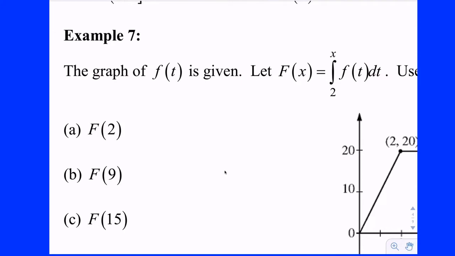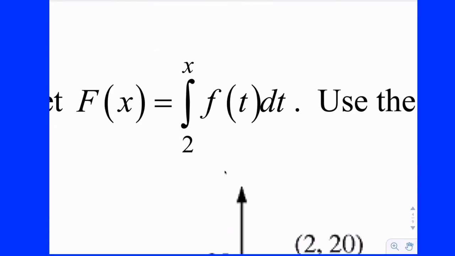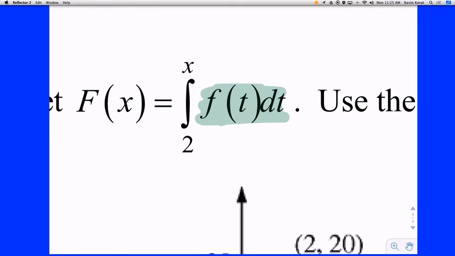The graph of f of t is given. Let big F of x equal the integral from 2 to x of f of t dt. Now, by the way, the reason that we change that to some variable that's not x, in this case t and dt, is because I don't want there to be any confusion what the actual independent variable is, right? It's this x, which is the upper limit of the integration.